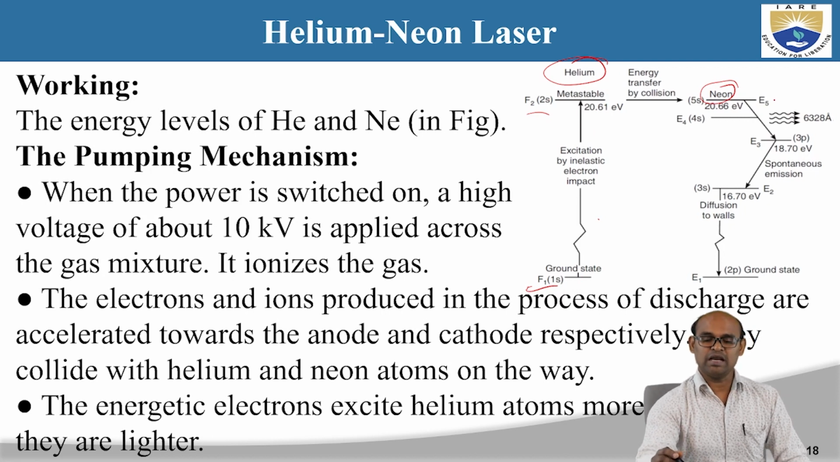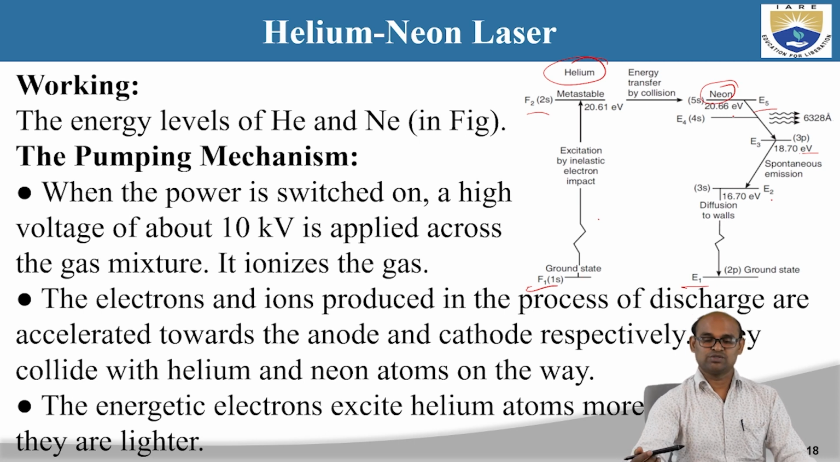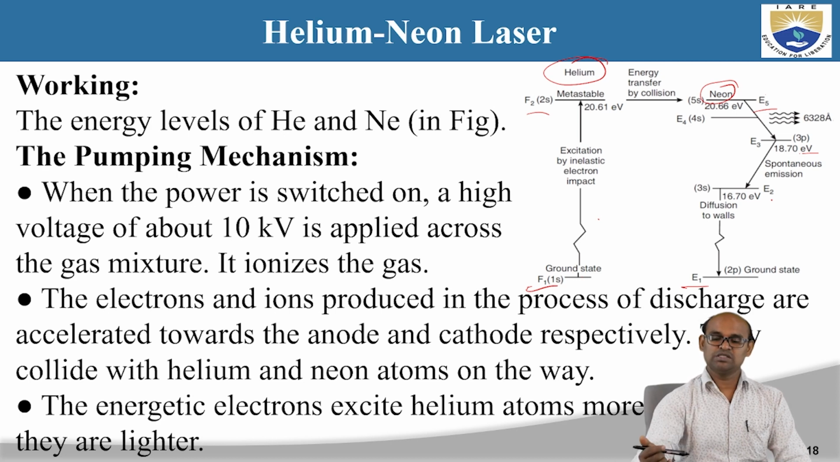Coming to the neon atom, it has the ground state E1, and there are two metastable states in this case. I think E5 is a metastable state and E3 is also a metastable state, and E2 and E4 are normal excited states. So the neon atom has two metastable states, two normal excited states and one ground state. These are the energy level structures of helium and neon.